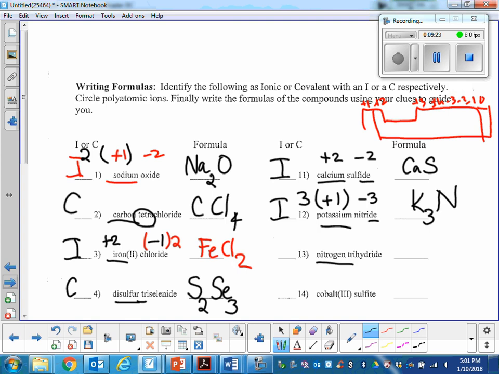Again, it starts with nitrogen. It's covalent. I'm not looking up any charges. There is no prefix before nitrogen. It says hydride, which is just hydrogen. There is a tri, which means there are 3 hydrogen atoms.